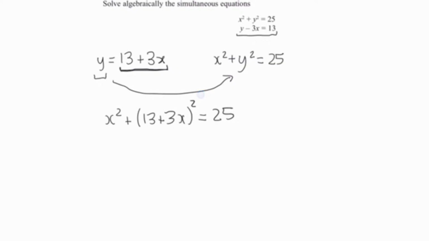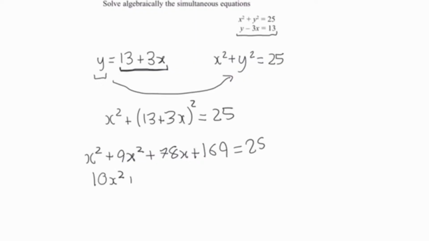Now that we've done this, we just expand the bracket. So we have x squared plus 9x squared, and then that is plus 78x plus 169 equals 25. And now we can simplify this a bit. Let me just double check I've done this right. Okay, so we have 10x squared plus 78x, and then we can take away this 25 to that side. So we have 169 take away 25, so 144, and that's equal to 0.